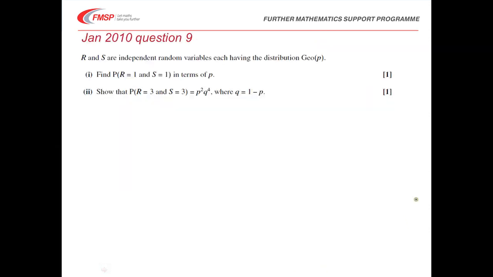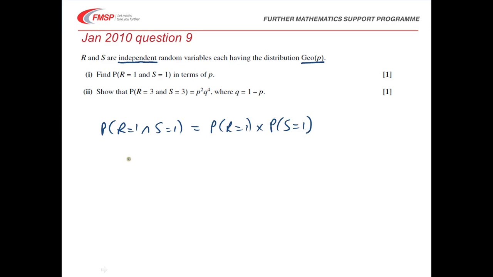Okay, so January 2010 question 9. We're told that R and S are independent random variables and each of them has a geometric distribution with parameter P. What we're asked to do is to find the probability of R equaling 1 and S equaling 1 in terms of P. Now the key word here is independent. So the probability of R equaling 1 and S equaling 1 is in fact just the probability of R equaling 1 and the probability of S equaling 1.